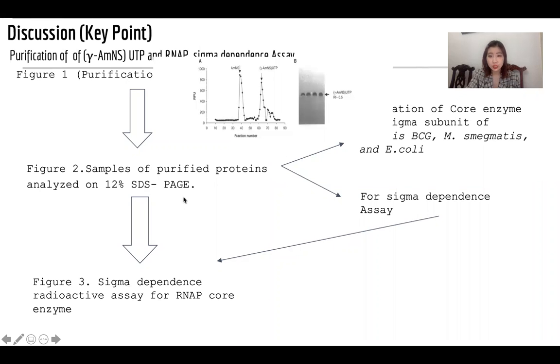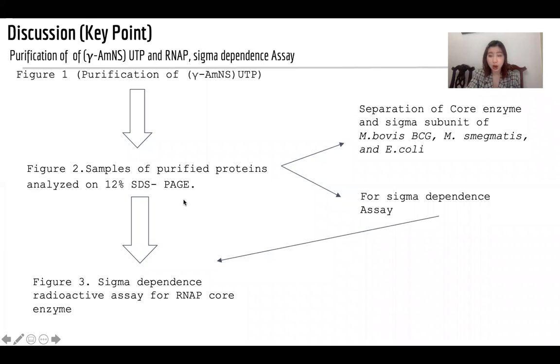And then the scientists try to purify our RNAP. The key point here, one thing to notice, is that they don't use HisTrap for the E. coli because we already got enough E. coli, but they use HisTrap for the core enzyme from the M. bovis BCG and the M. smegmatis to ensure that there is enough yield of our RNAP from the mycobacteria.